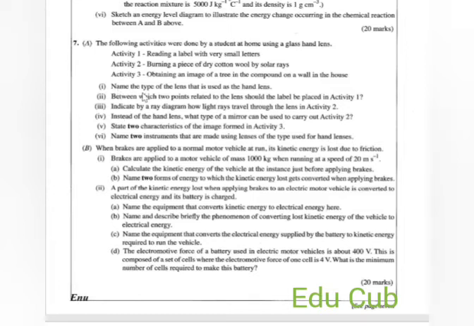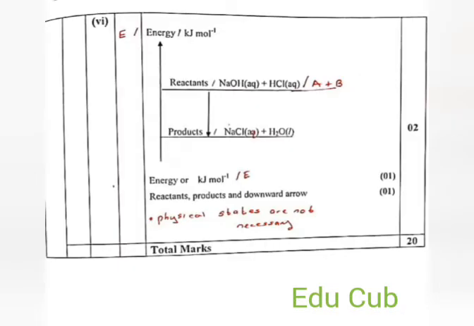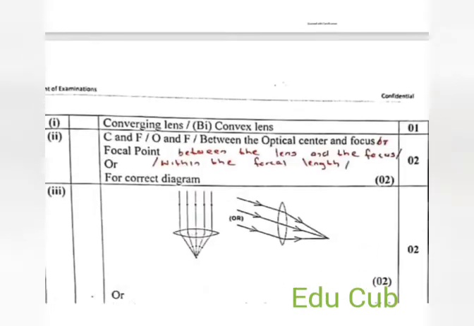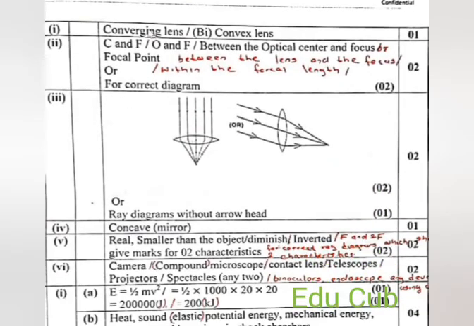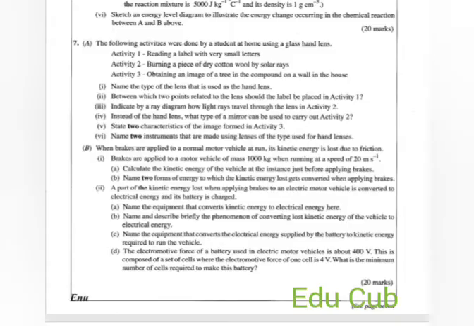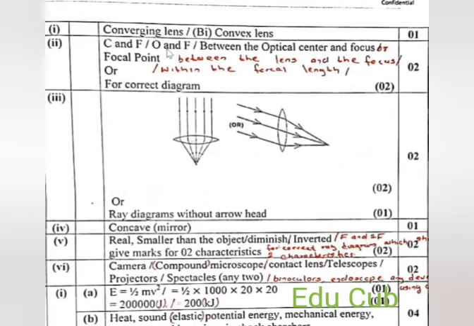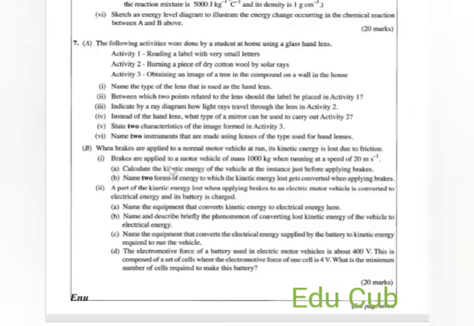Okay, the first question is name the type of lens used as the hand lens. The type is convex lens or converging lens. We can write it like that also. Second one, between which two points related to the lens should the label be placed in activity 1? C and F, or O and F, between optical center and focus, focal point, right? We can write any of those answers.